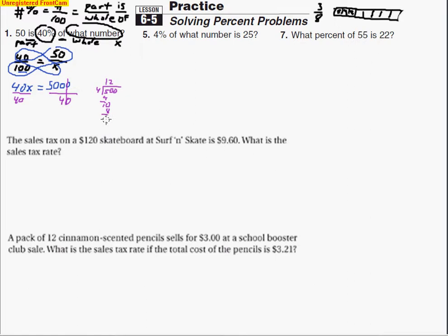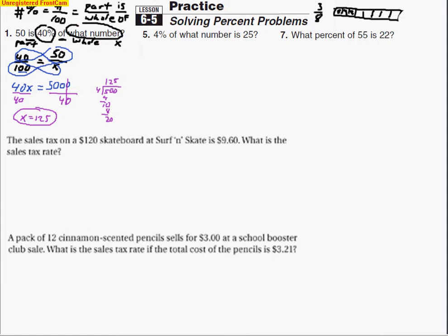So let's change that real quick. Got a 2 left over. Bring down that 0, and 4 goes into 20 five times. So there it is: X equals 125. That means the whole was 125. The part is 50. And so if we divide 50 by 125, we get 0.4, or 40%.